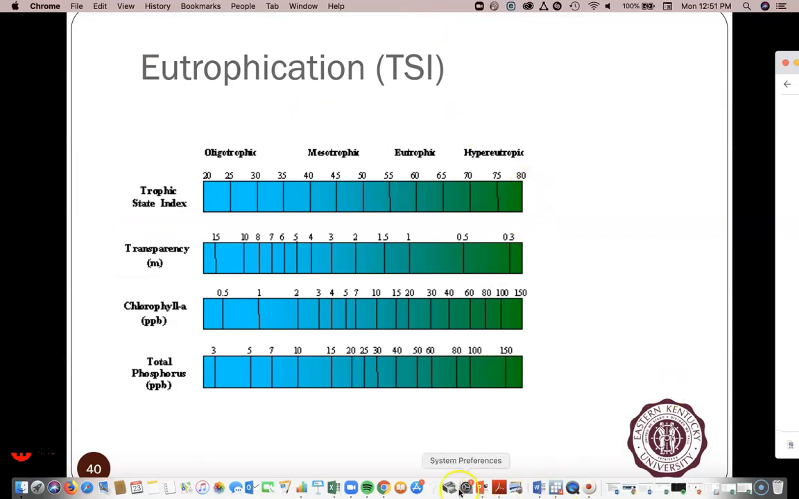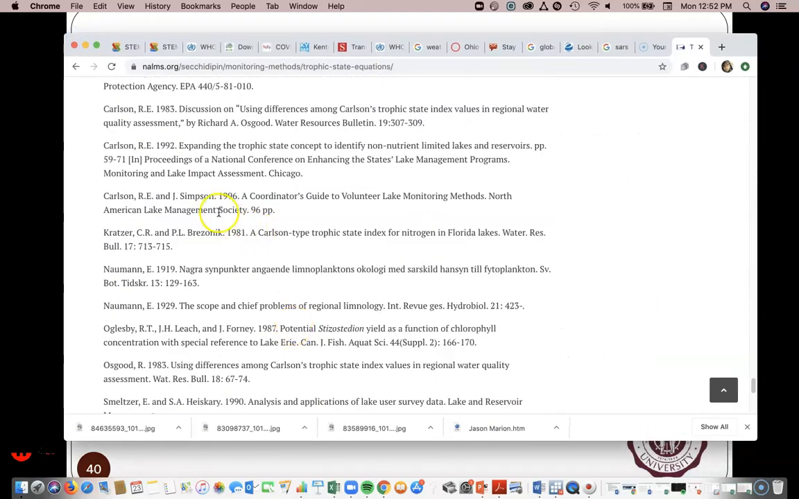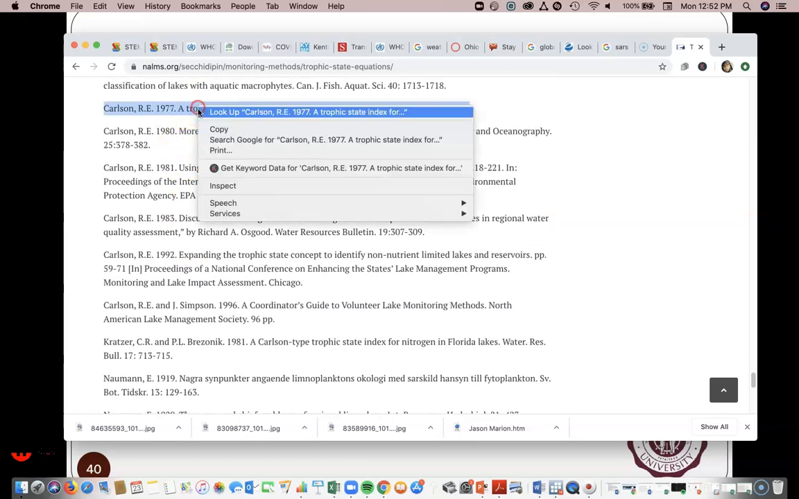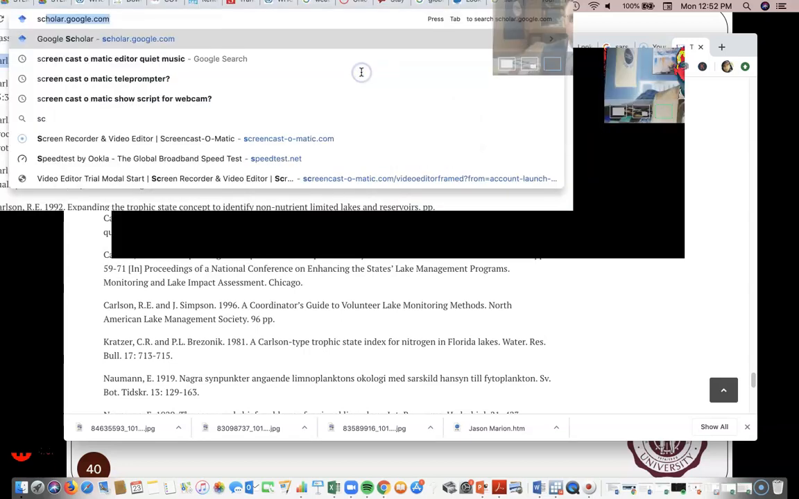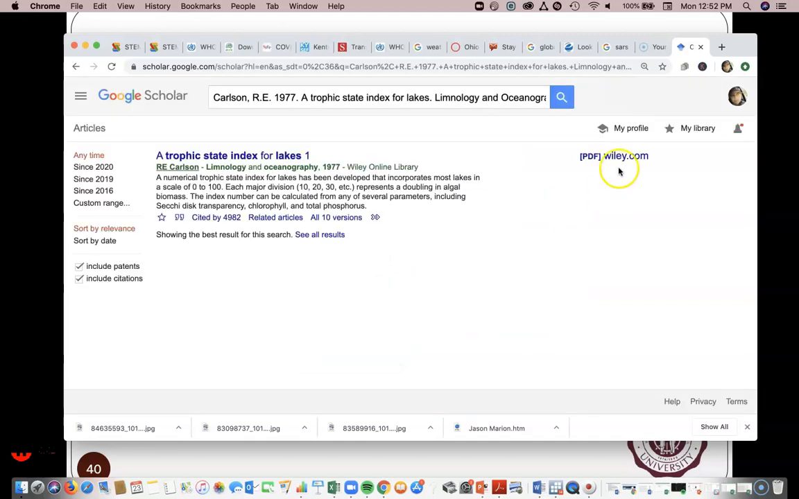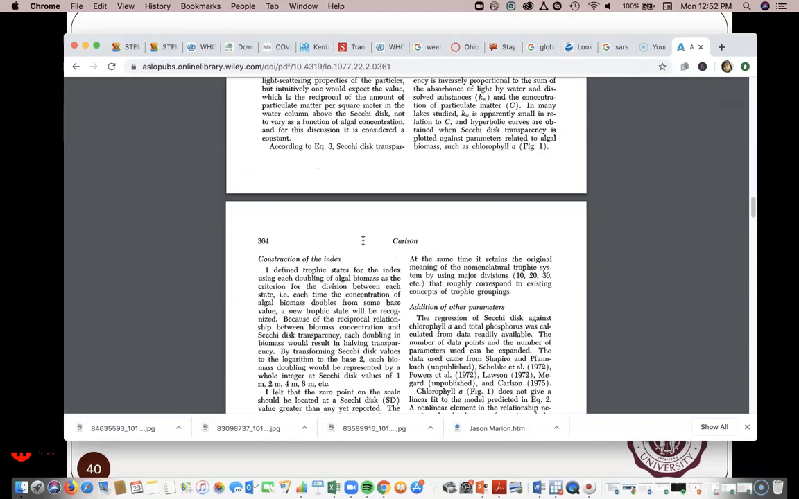And these data actually come from Carlson's trophic state index paper. I think they cite it down here: Carlson, 1977, trophic state index for lakes. I will paste that in there, and we will pull up the article. Here it is. I'm not even on the EKU campus, and the PDF is available. It's been cited almost 5,000 times. And here's the actual paper.